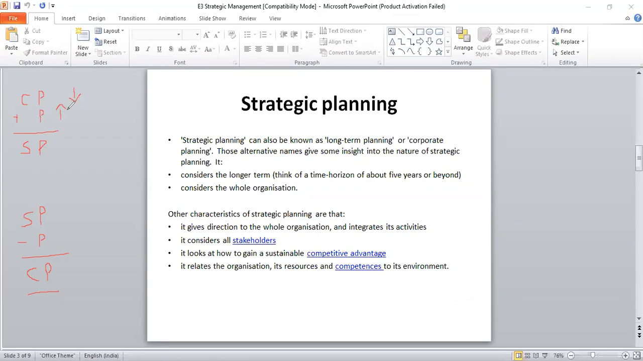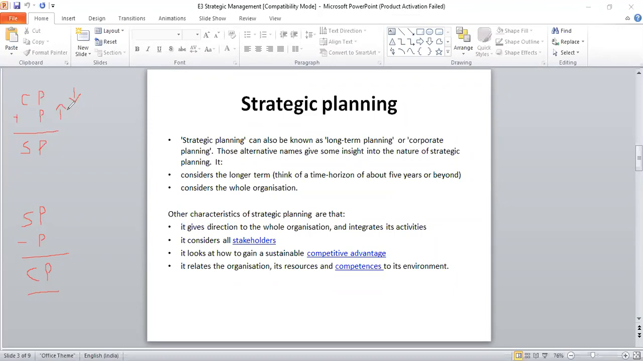So, how would they gain an advantage over the market? Is it in terms of bringing down their cost, or in terms of adopting the new changes? Strategic planning also considers gaining an advantage in terms of what they would be doing in the long run. It relates the organization, its resources and competences to the environment. Anyway, we're going to learn in detail about SWOT analysis.